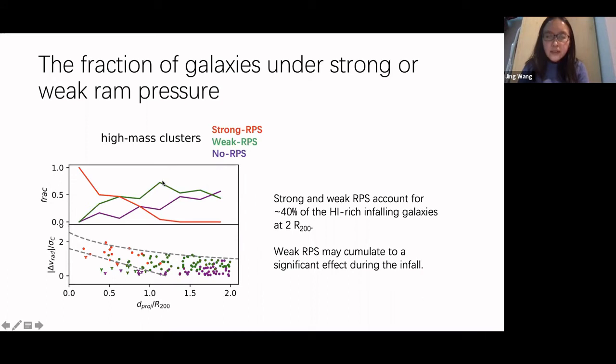And because the cluster-centric distance extends to twice the virial radius, galaxies can travel a long distance, for a long time, before they reach the core of clusters. So the weak ram pressure stripping could accumulate. It has the time to accumulate to a significant effect. It potentially has that effect. Let's better understand these two points by comparing with simulation predictions.